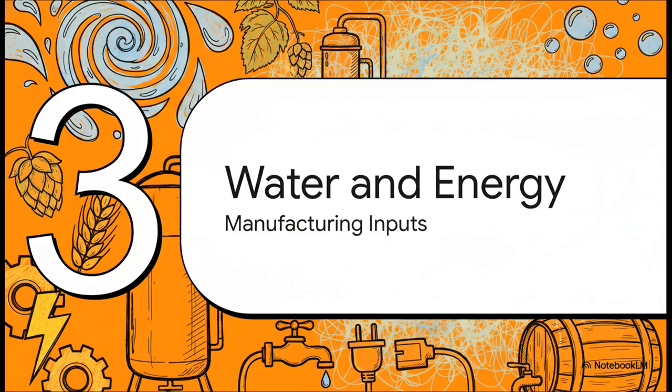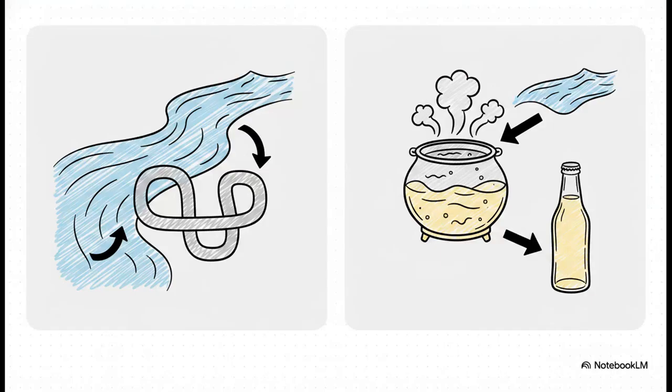Moving right along to Section 3, managing water and energy. So once those ingredients are actually harvested, they head straight to the brewery or distillery, a process that relies heavily on two critical inputs. Now, the standard forces companies into making a super important distinction in their reporting: water withdrawn versus water consumed. Withdrawn water might just be borrowed, like used for cooling the machinery and then safely returned to the source. But consumed water, that's the water that evaporates during brewing or literally ends up trapped inside the final product that gets shipped away.